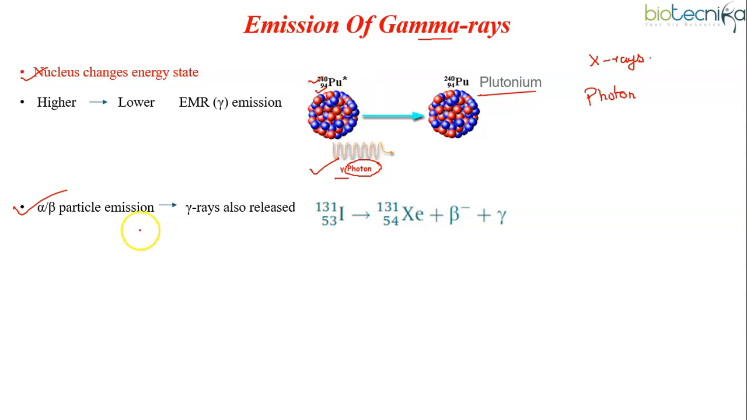Then in some cases, alpha and beta particle emission also give rise to X-rays. For example, iodine 53 undergoes beta minus decay. So here the change in atomic number is because of beta minus decay, and along with it you can see gamma radiations are also emitted.